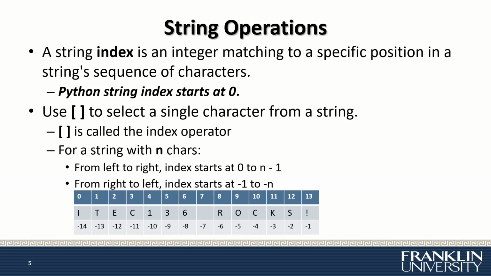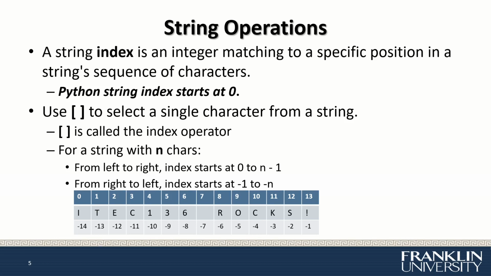A string index is an integer matching a specific location in the string sequence. In Python, string indexes start at 0. This is one of the most common mistakes that students make. Remember, the index starts at 0. We use what we call the index operator, which is the square bracket, to select a single character from the string. For a string with n characters, from left to right, it goes from 0 to n minus 1.